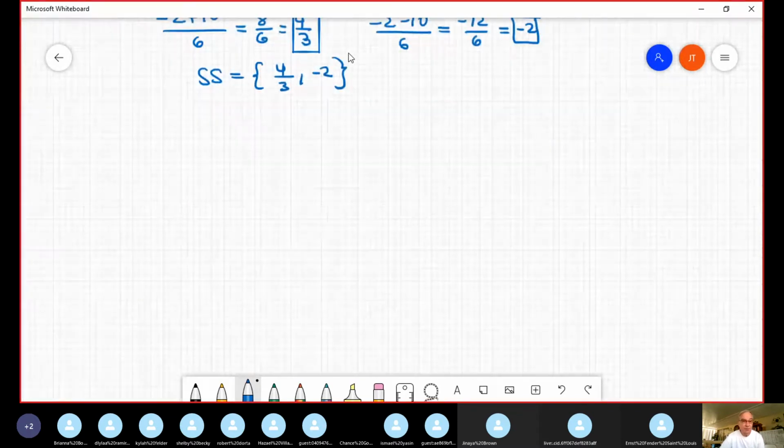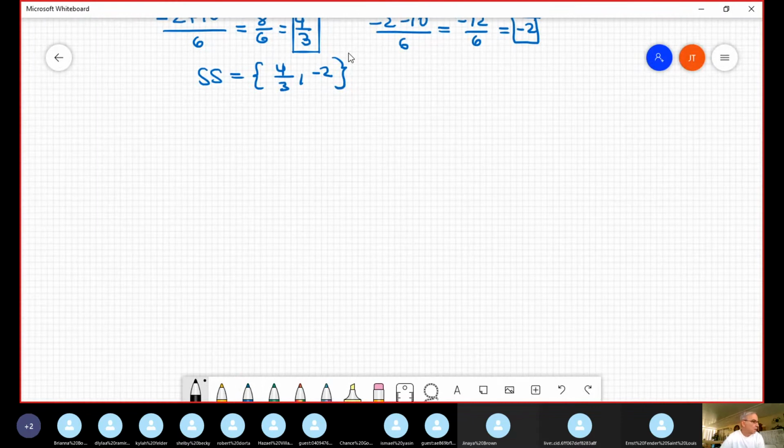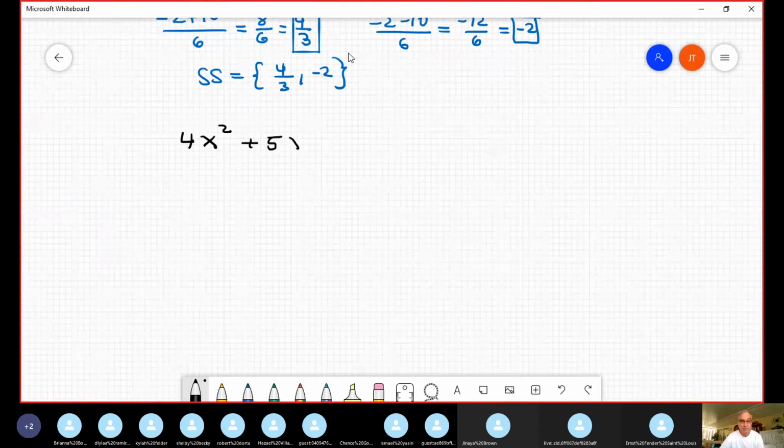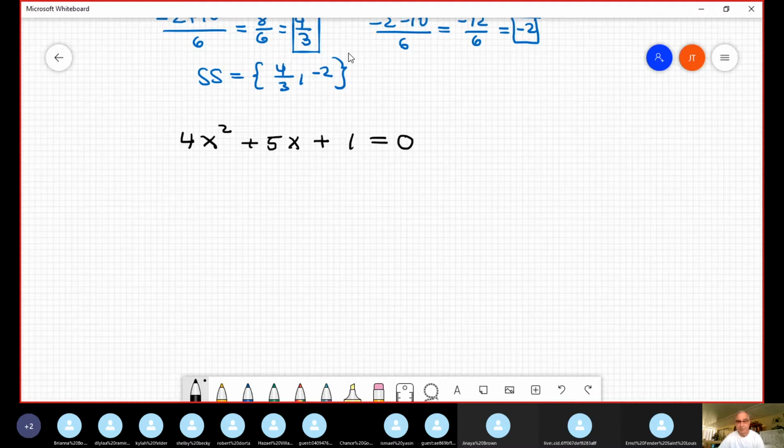One more example. Suppose this: 4x squared plus 5x plus 1. Help me, guys. I need help. Please. What should I do?